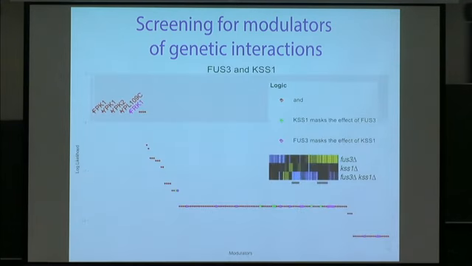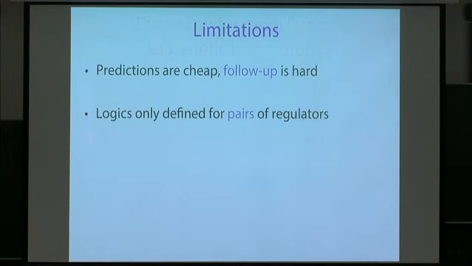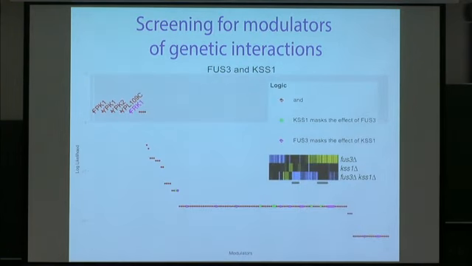So, for example, when we do this for these 2 genes, we have the log likelihood on the y-axis, and there's a certain set of potential modulators which show very high likelihood with different logics. Some are AND logics, some are masking logics like XOR logics, which explain the transcriptional profile very well.